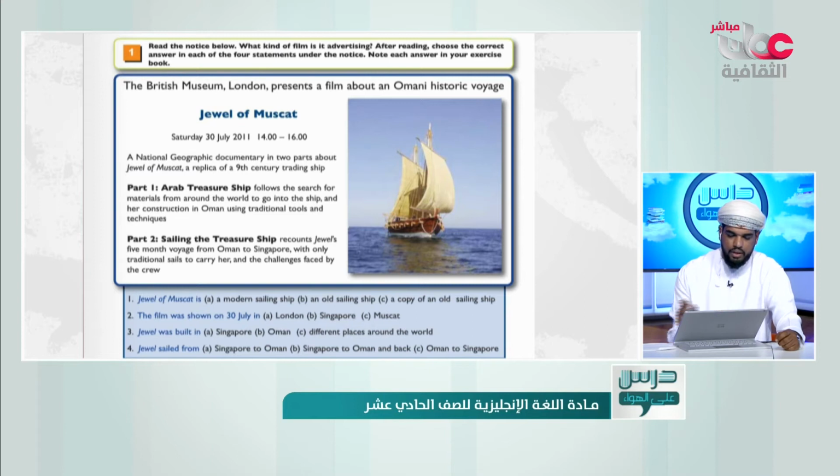So here in activity number 1, it says read the notice below. What kind of film is it advertising? After reading, choose the correct answer in each of the 4 statements under the notice. Note each answer in your exercise book. So, if you were focused, you will know the answers that we will get now, inshallah.